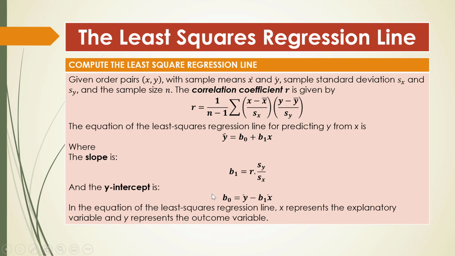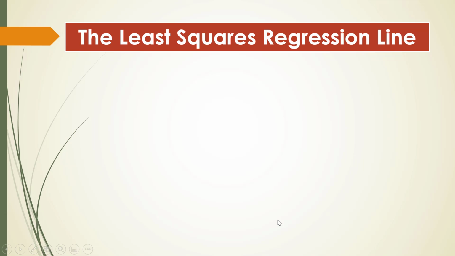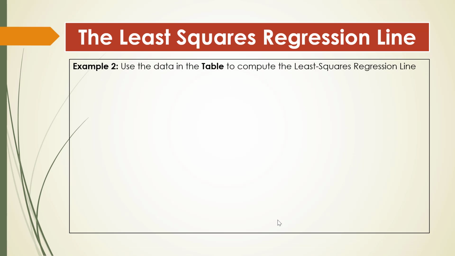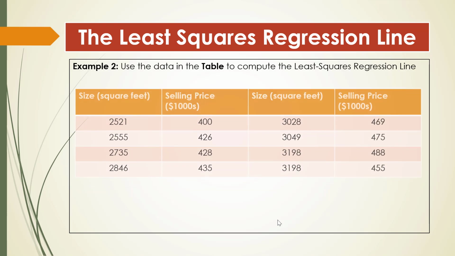And the y-intercept b naught is y bar subtract b1 times x bar. In the equation of the least square regression line, x represents the explanatory variable and y represents the outcomes. So let's look at this example. Use the data in the table to compute the least square regression line.